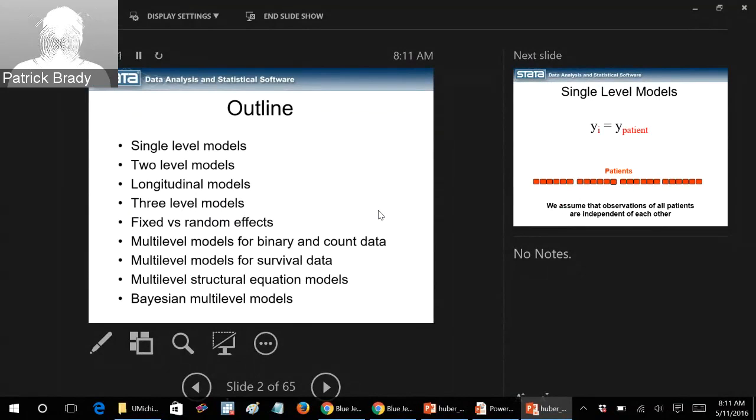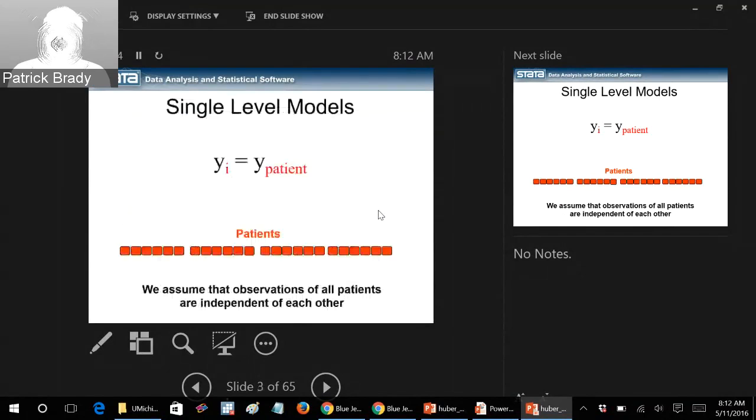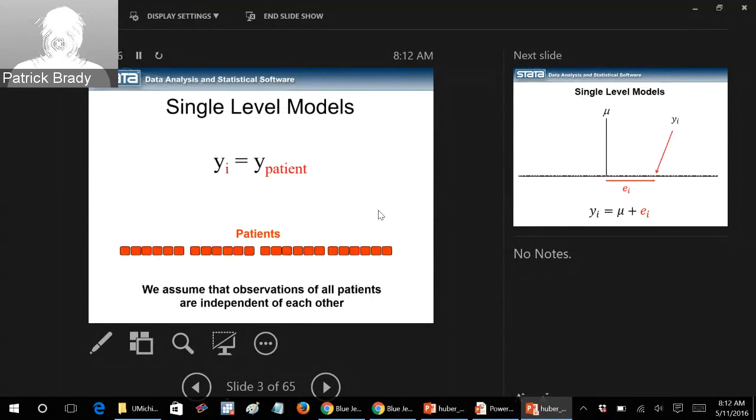And then the last thing I want to talk about is Bayesian multi-level models. Bayesian statistics has become more and more popular over the last 10 to 20 years, certainly in the last 10 years. So we'll touch on that very briefly. By the way, if you have questions along the way, please just jump in. We'll make this as informal as possible.